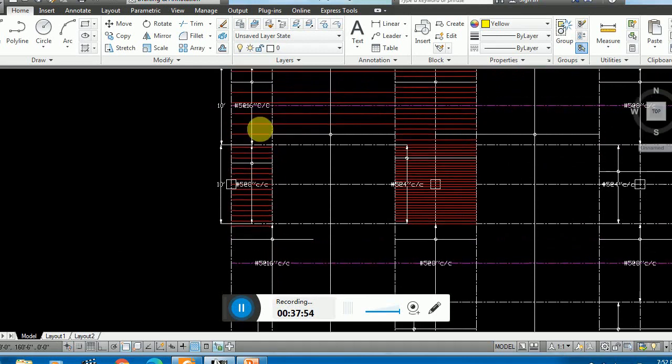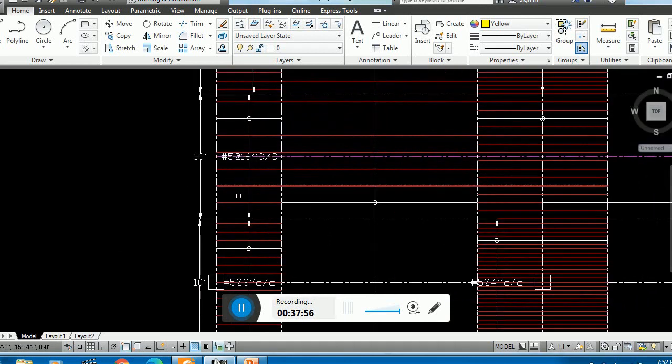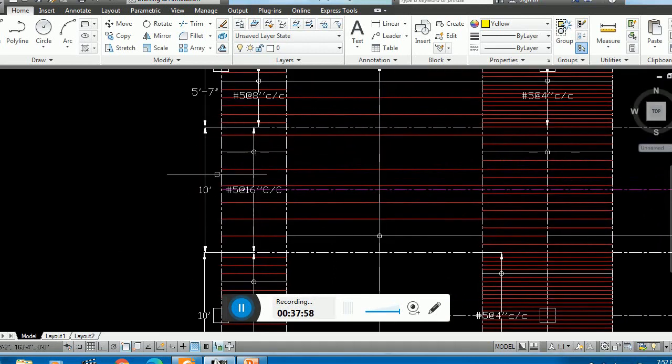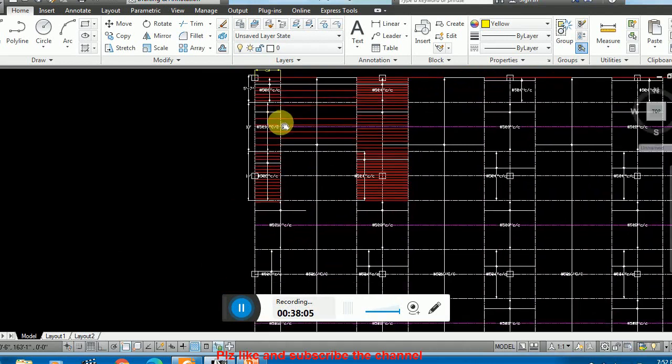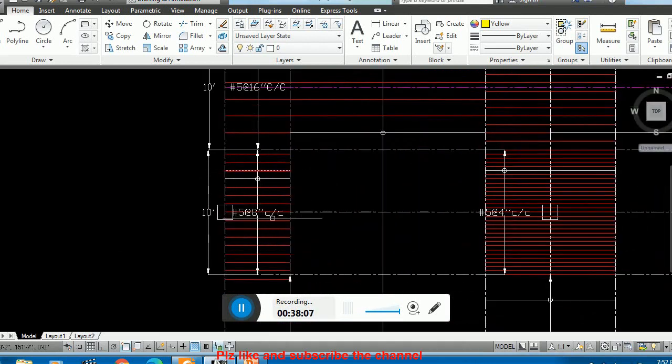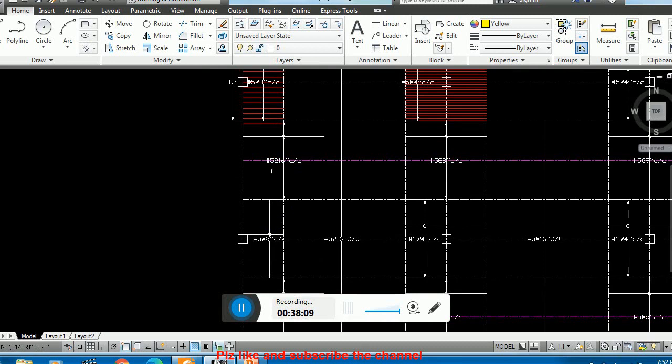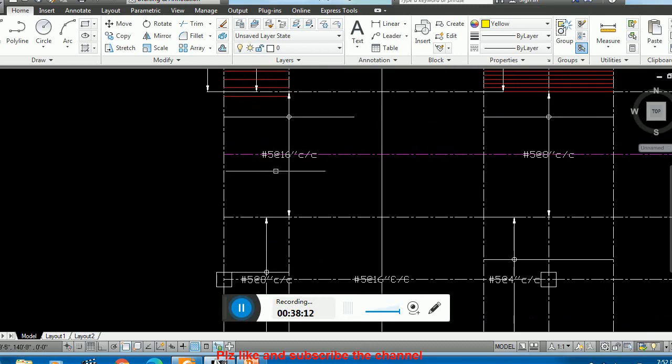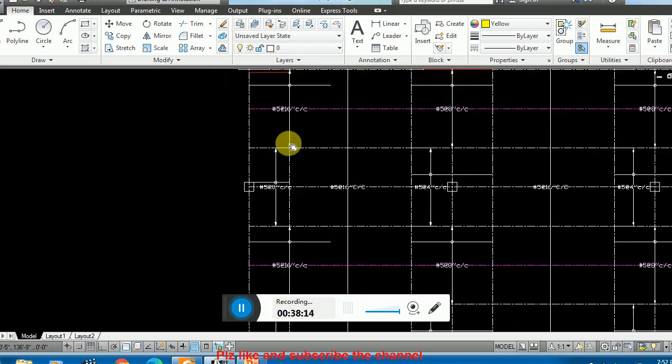Okay, in this 10 feet, which is the middle strip width in the east-west direction, I am using number 5 at the rate of 16, but in the column strip number 5 at the rate of 8. Similarly again you see in the middle strip number 5 at the rate of 16, while in the column strip number 5 at the rate of 8 inch center to center.